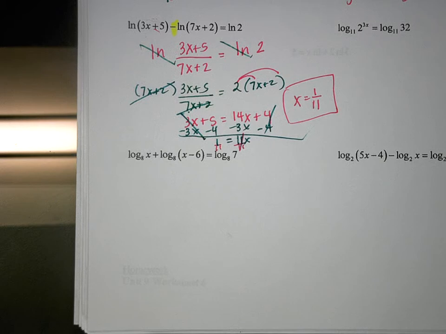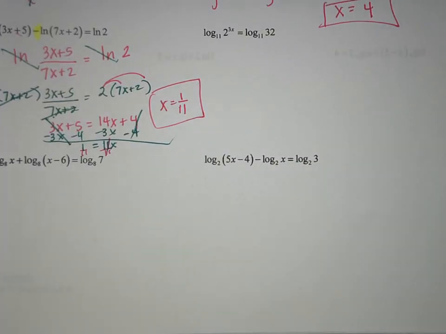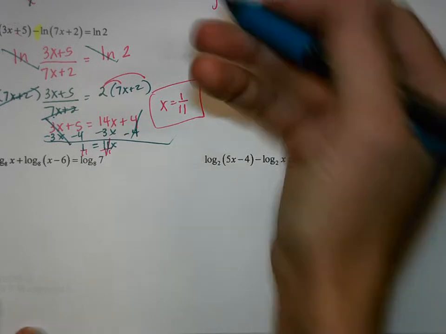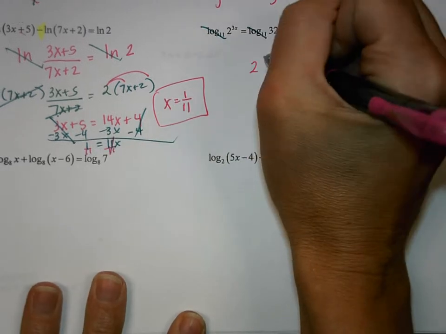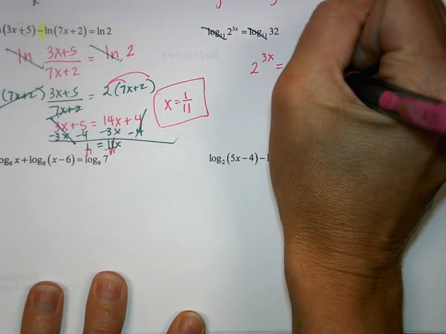Any questions? Okay, moving on. What is so nice about this problem? It's already done, in terms of you have a single log on both sides. So what can I do? Very good. Cancel out those logs. And so my problem is 2^(3x) = 32.